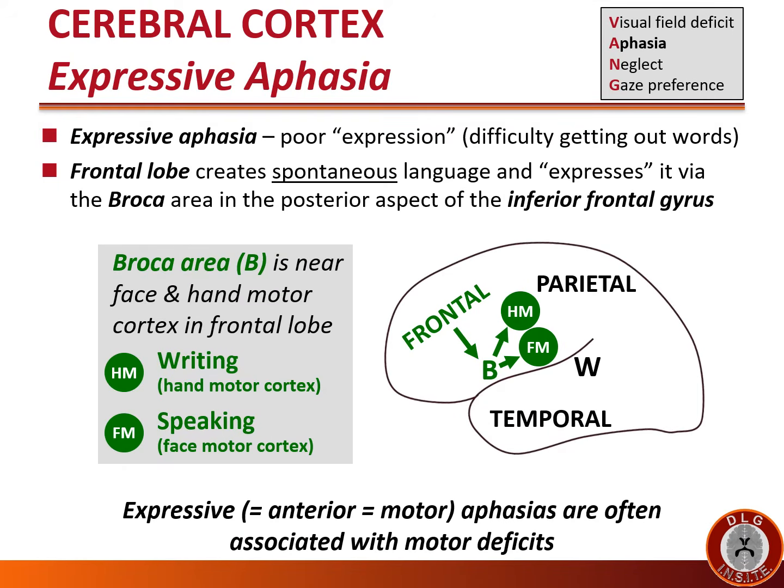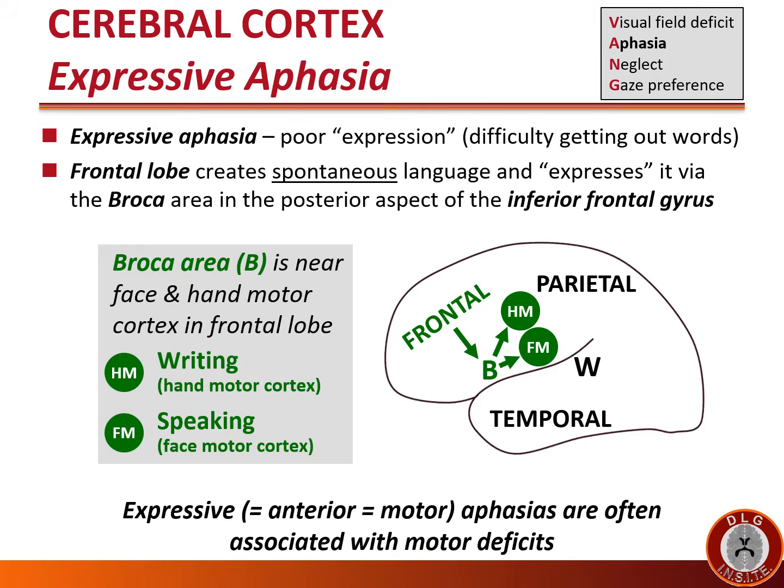The next component of VAN is aphasia, and there are two types, expressive and receptive. Expressive aphasia is poor expression or difficulty getting out words. The frontal lobe creates spontaneous language and expresses it via the Broca area in the posterior aspect of the inferior frontal gyrus. The Broca area is conveniently located near the face and hand motor cortex in the frontal lobe, facilitating expression via writing or speaking.